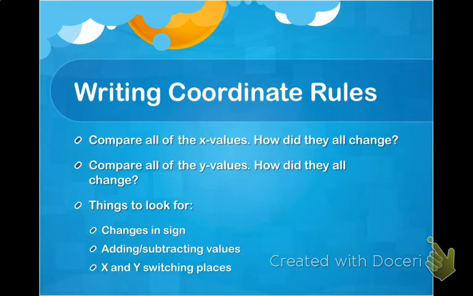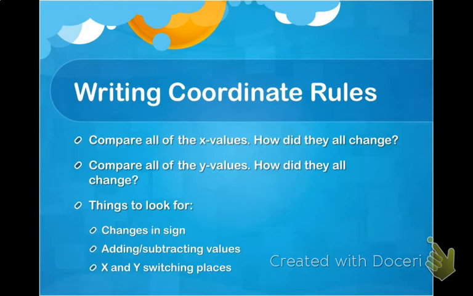So when we write coordinate rules, we're going to look at all of the x values and figure out how they change. And we're going to compare all of the y values and figure out how they changed. Typically, the x and y values will be changed in different ways, so we should look at them separately.